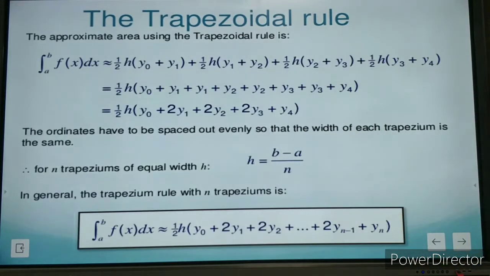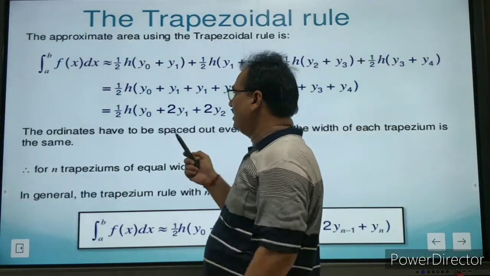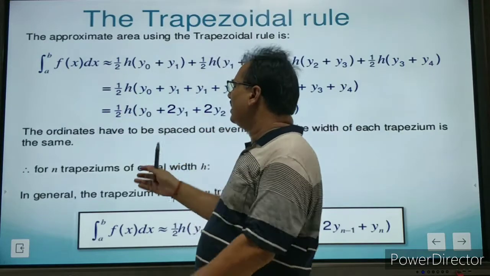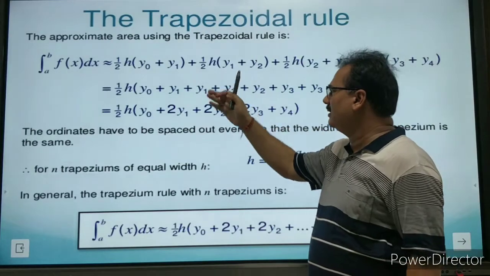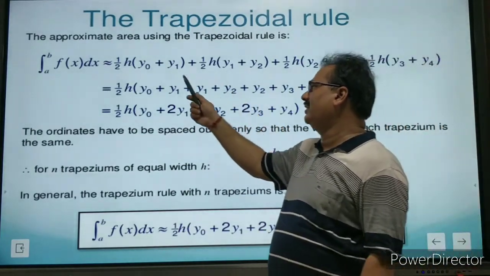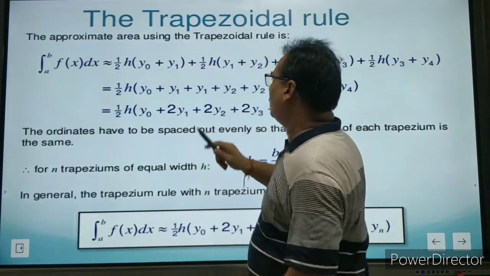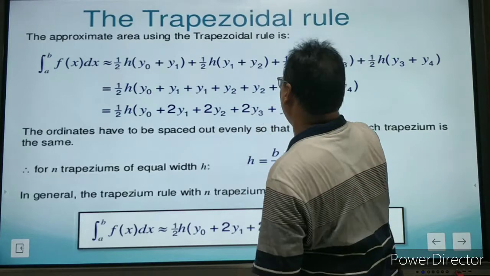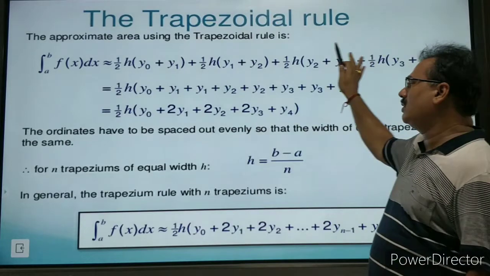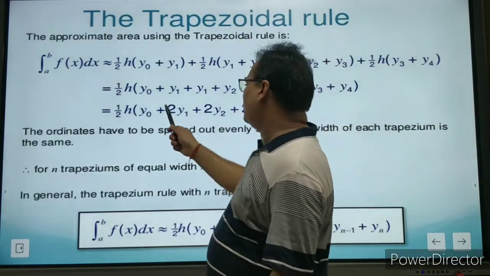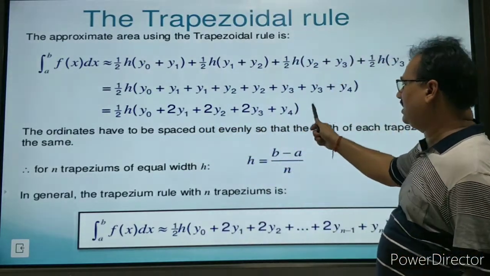Now, what is the trapezoidal rule? The approximate area using the trapezoidal rule, integral from a to b of f(x) dx, is equal to the sum of the trapezium areas: half of h times (y0 plus y1), plus half of h times (y1 plus y2), plus half of h times (y2 plus y3), plus half of h times (y3 plus y4). Combining all these values, you will get half of h times (y0 plus 2 times y1 plus 2 times y2 plus 2 times y3 plus y4).